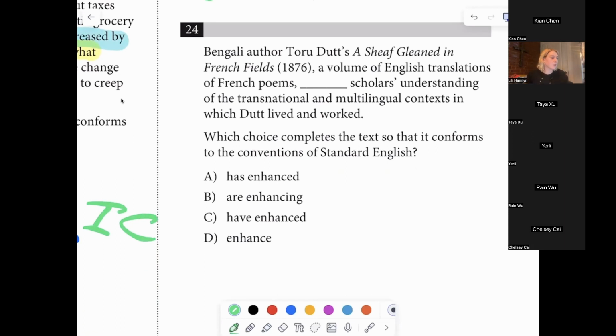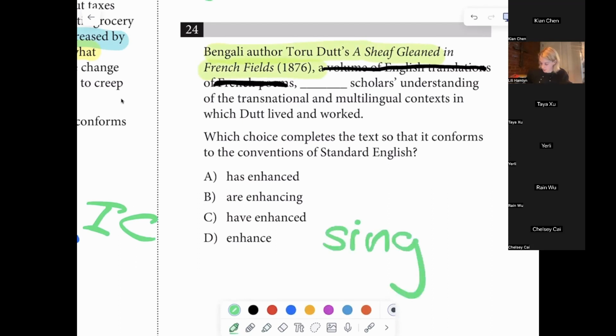Yeah, perfect. So actually a trick that we can do here, we can cross out this non-essential clause to make it easier. We identify the subject, Bengali author Toru Dutt's A Sheaf Gleaned in French Fields. That subject is singular. And so we want the singular verb form has enhanced. Fantastic. Should we do one more?